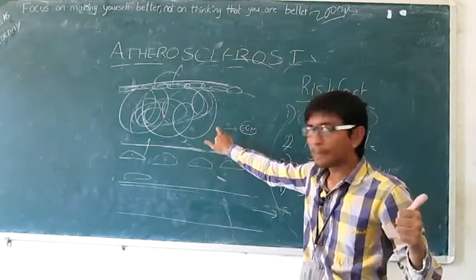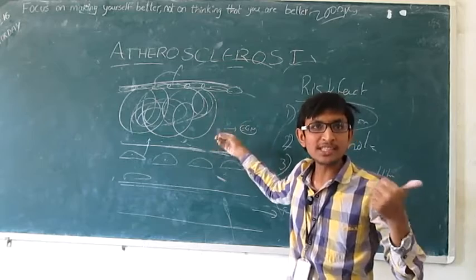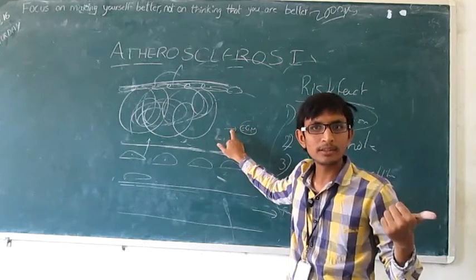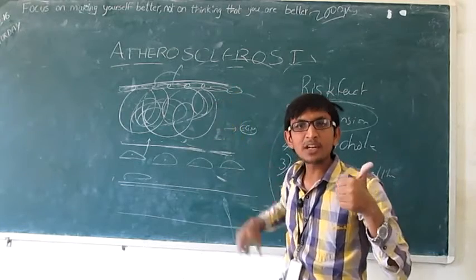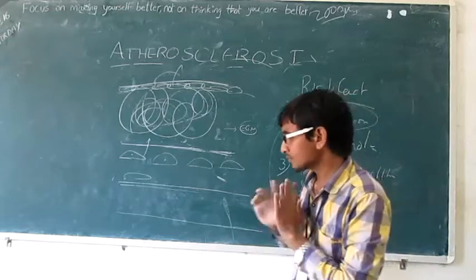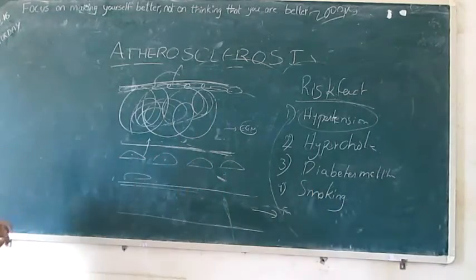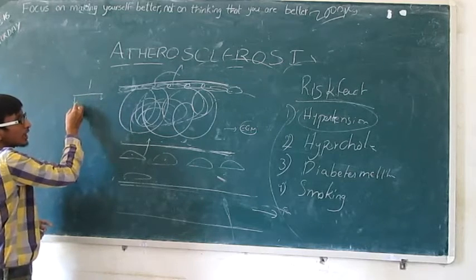Yes, lipid core and fibrous cap. So to form the lipid core, which cells are required? Foam cells. And to form the atherosclerotic plaque, which cells are required? Vascular smooth muscle cells. Okay. It means we have two components of atherosclerotic plaque.